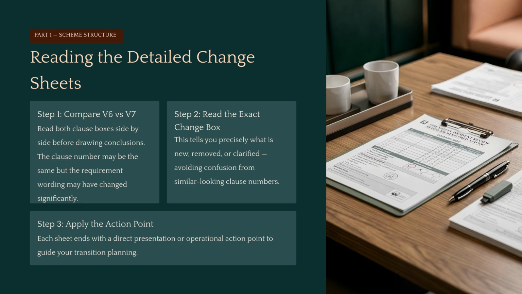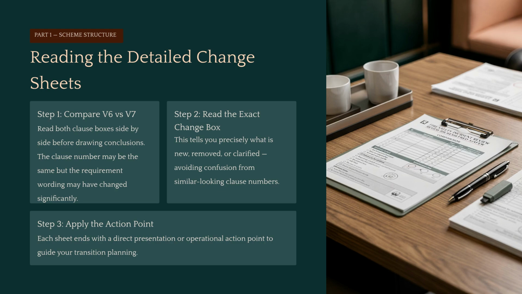The second step is to focus on the exact change box. This is where you identify what was added, removed, reworded, or clarified. These change boxes are especially useful because they give you a direct view of the revision, instead of forcing you to interpret the entire document line by line. The third step is to apply the action point at the end of each sheet. This is where the document becomes operational. It tells your team what to review, what to update, and what to verify internally.